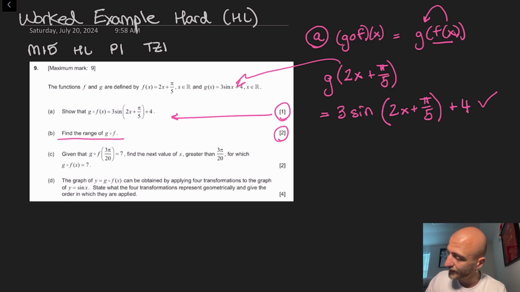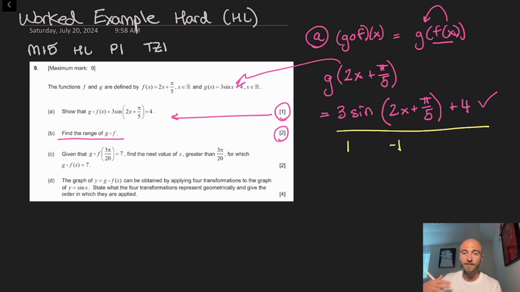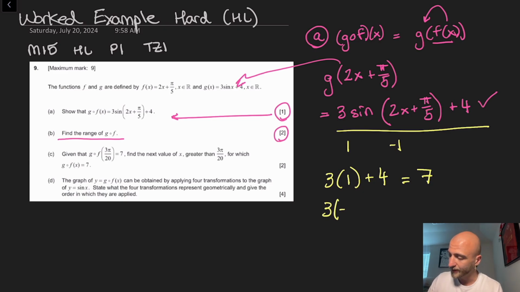I'm going to switch to yellow. Looking at this, we know that sine can have a maximum value of 1 and a minimum value of -1. The sine function takes in all these different angles and oscillates between 1 and -1. So the absolute highest number it can be is 1. What happens if I plug in 1 for sine? I would have 3 times 1 plus 4, which gives me 7. That's the highest possible value that the g of f of x function can take on. Similarly, if I plug in -1, I get 3 times -1, which is -3, plus 4, which gives me 1.